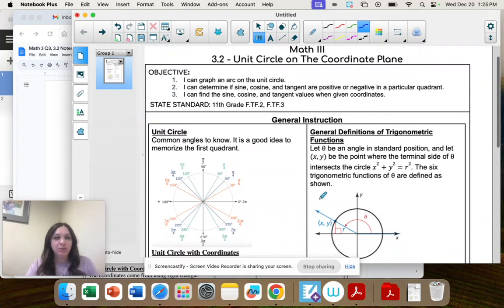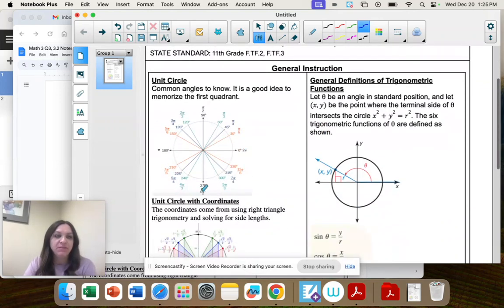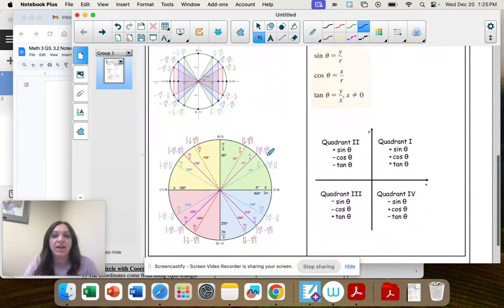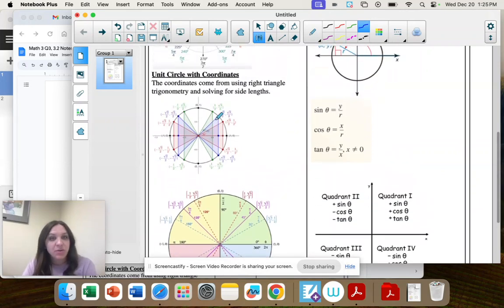All right, 3.2, we're talking about the unit circle. So this we've seen before, but now we're adding some coordinates. So I have some points here for each one, and I'm not going to go through each of it, but it comes through making right triangles with certain angles.